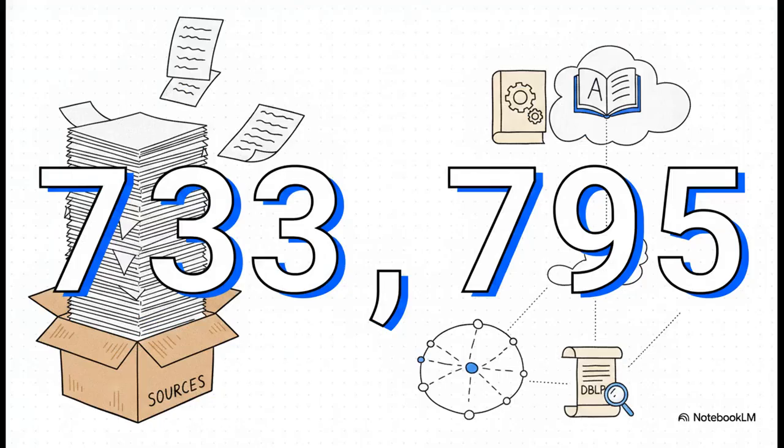So let's look at the sheer scale of this map, starting right at the foundation. Lacuna catalogs an absolutely massive 733,795 paper pages. I mean, that is huge. And these are all harvested and reconciled from top-tier sources you already know, like OpenReview, arXiv, OpenAlex, and DBLP.